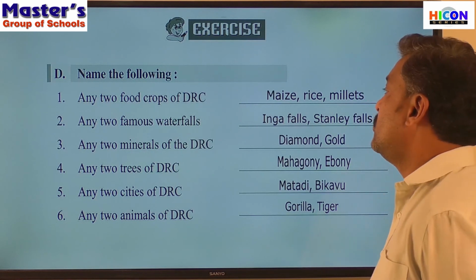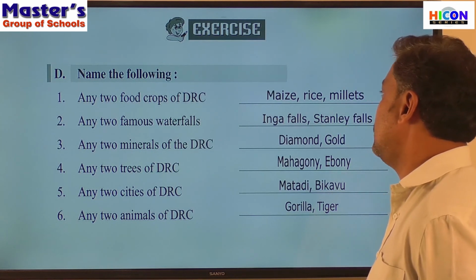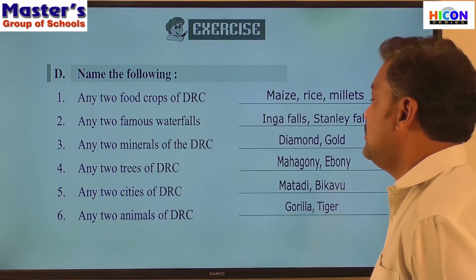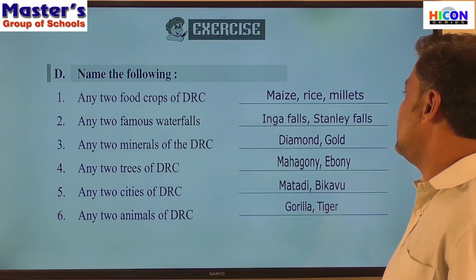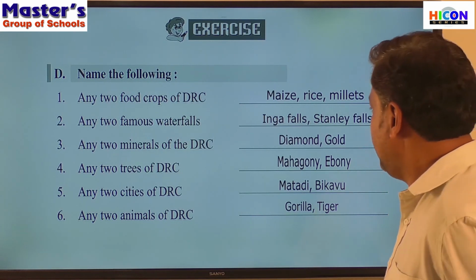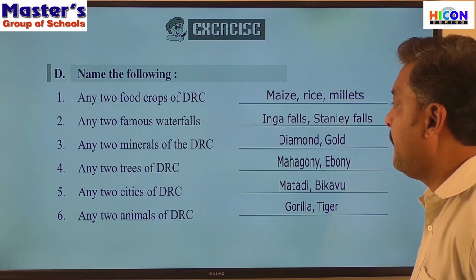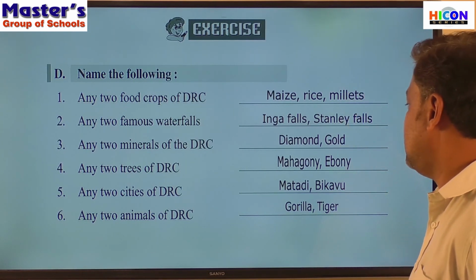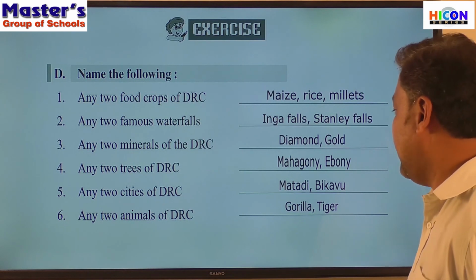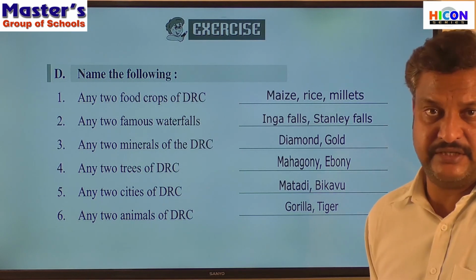Right? So, any two food crops, maize, rice, millets, etc. Any two famous waterfalls, Inga Falls and Stanley Falls. Any two minerals, diamond and gold. Any two trees, mahogany and ebony. Any two cities of DRC, Matadi and Bukavu. Any two animals, gorilla and tiger.